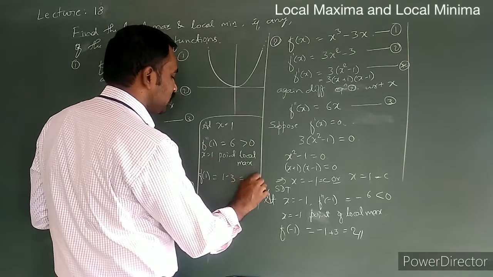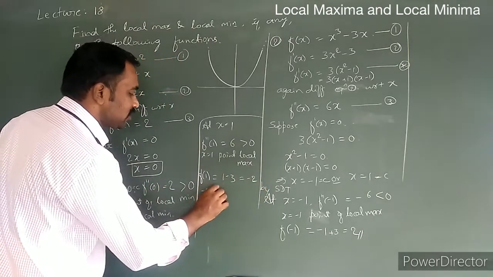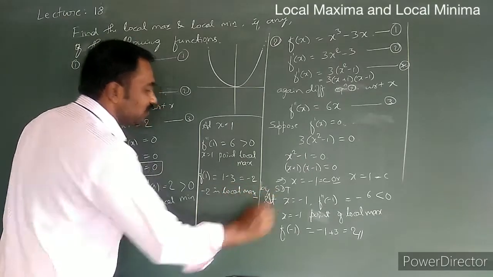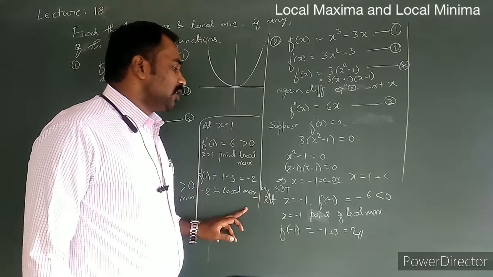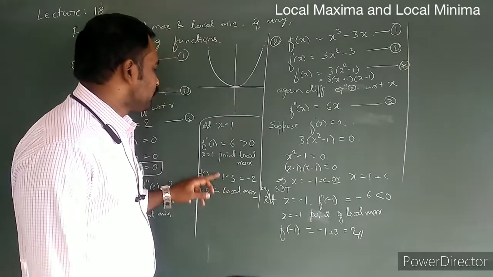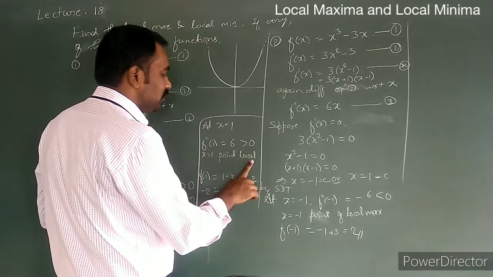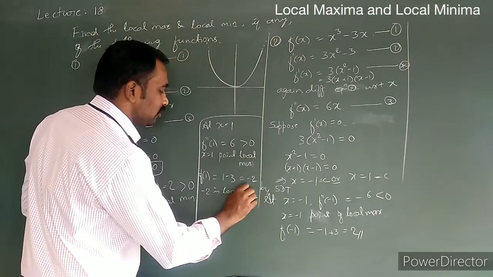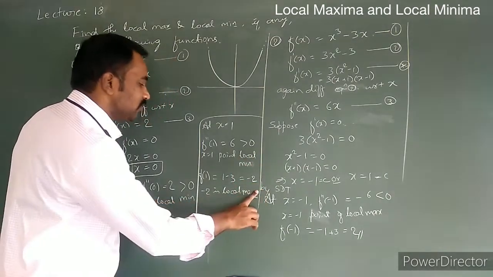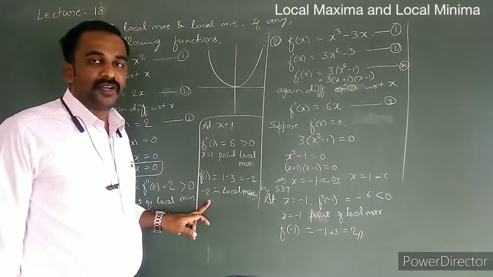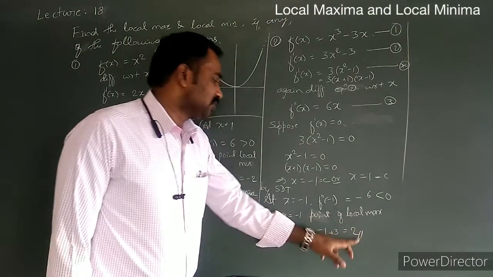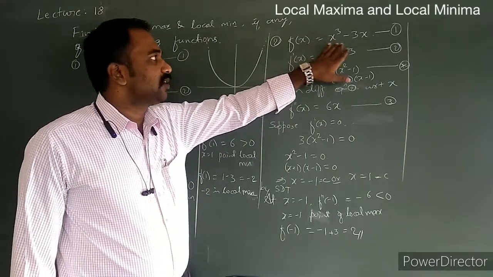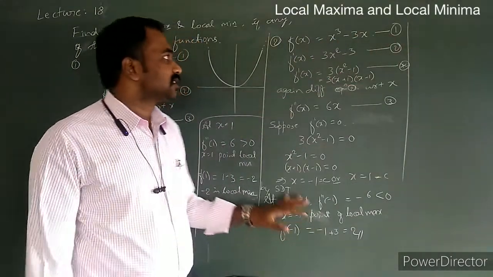1 minus 3 is equal to minus 2. So minus 2 is the local minimum value. Once again, it is not a maximum value, it is a minimum. What is the local minimum value? The local minimum value is minus 2 and the local maximum value is plus 2 for the function f of x is equal to x cube minus 3x.